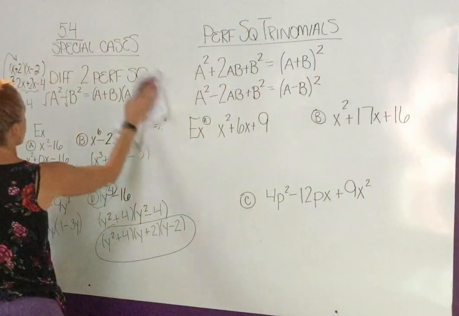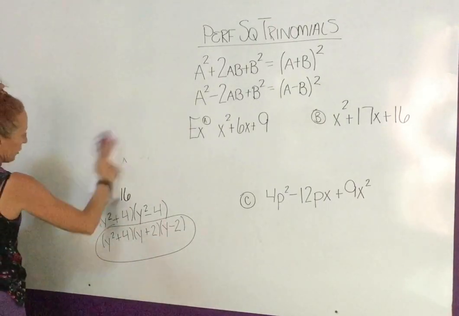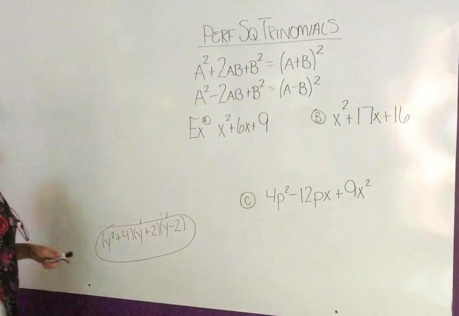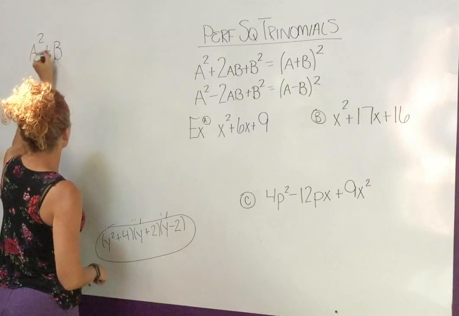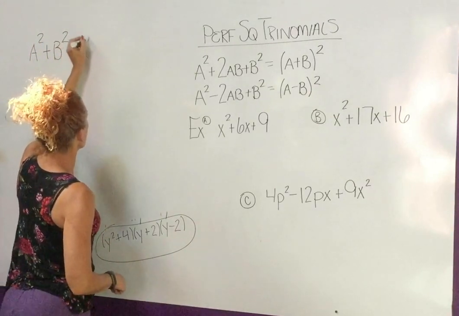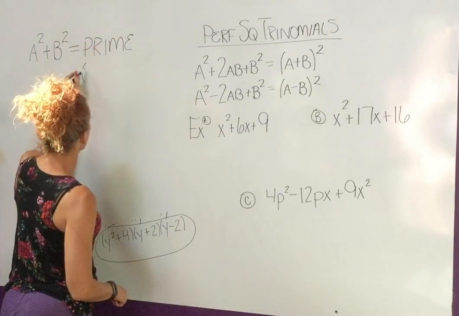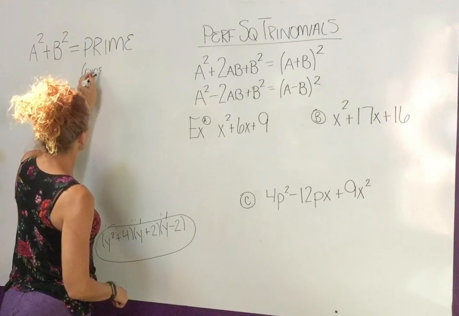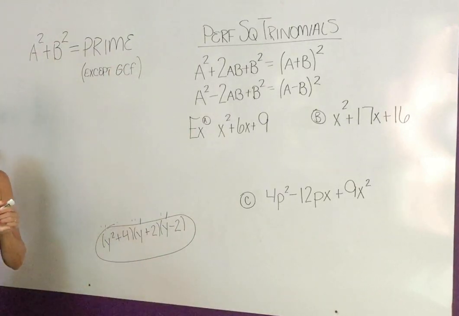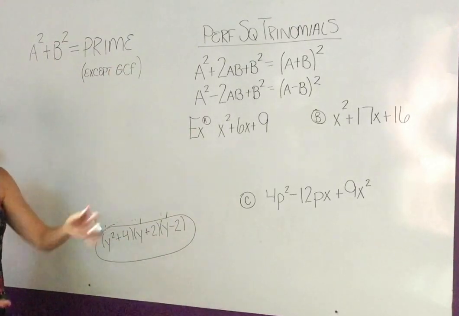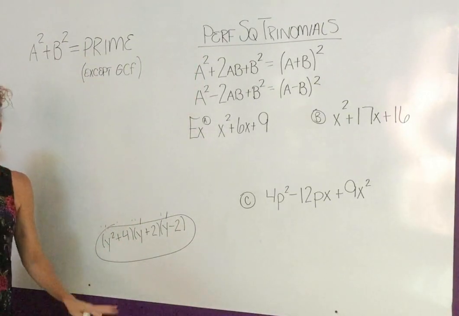So, I do want to write that idea down right here. a squared plus b squared is prime. The only exception to that rule is if you can take out a GCF. But for all practical purposes, there's no little trick like the little formula or like those difference formulas. If that is a plus, it's done.